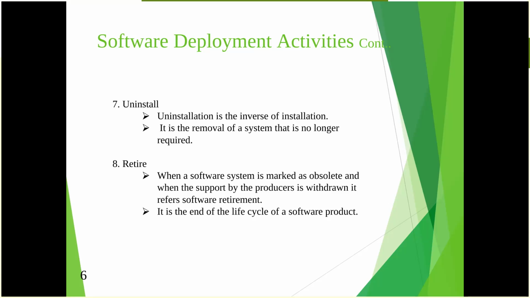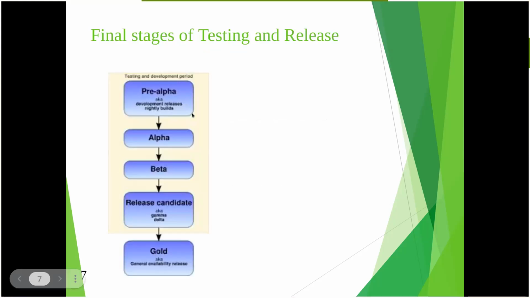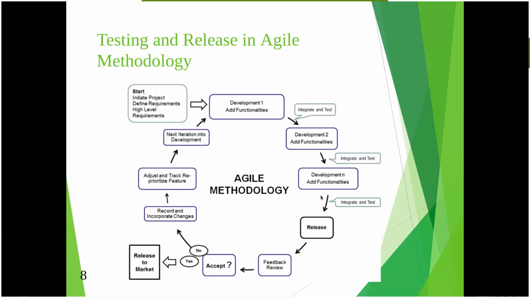Retirement is the ending of the software. In any product, there is a decline period and retirement, because it becomes obsolete. The final stages of testing and release are pre-alpha, alpha, beta and release candidate, because alpha and beta are earlier versions for testing purposes. This is the agile method of testing and release.